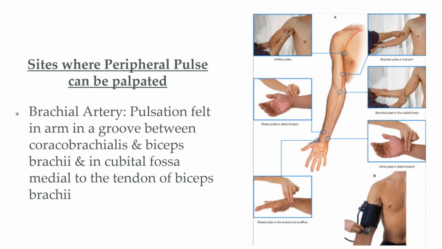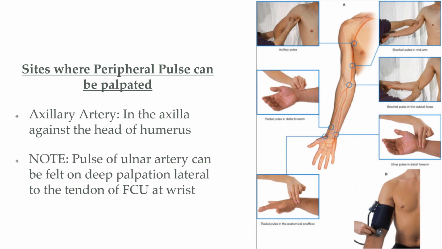Second most frequently palpable artery is the brachial artery. The pulsation of the brachial artery can be palpated in the arm and in the cubital fossa. In the arm, it is palpable in the groove between the coracobrachialis and biceps brachii muscle, whereas in the cubital fossa, it is palpable medial to the tendon of biceps brachii. The next artery which is occasionally palpable is axillary artery because it can be palpated on deep palpation against the head of the humerus.